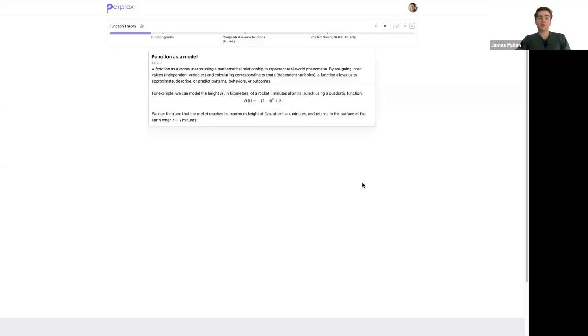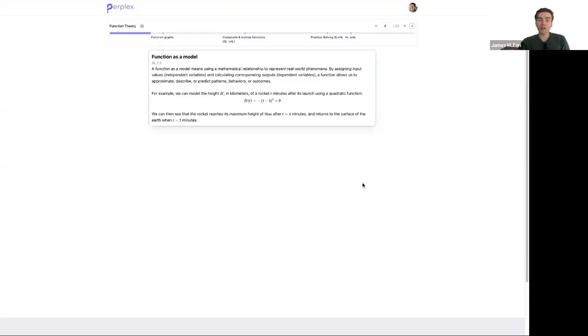So one common pattern that shows up on exam problems is to use functions as a model. This is super common in SL, but also quite common in HL problems. Basically, we're using a function to represent some real world scenario. The output variable typically takes on a letter that represents some meaning. So in this example on the screen, I have h for the height in kilometers, and I'm giving it as a function of t, of time.